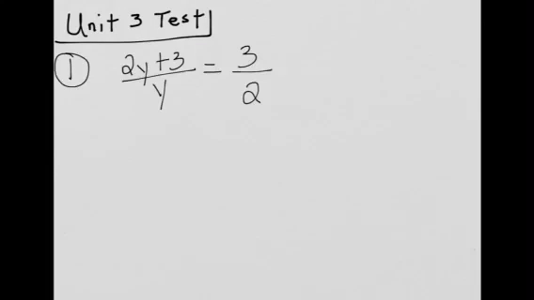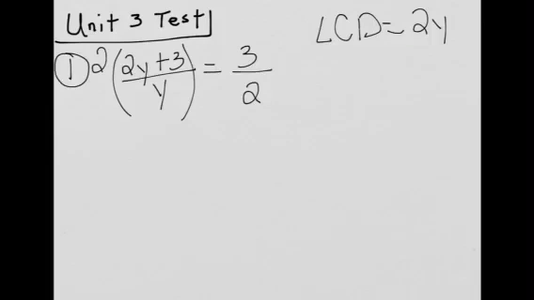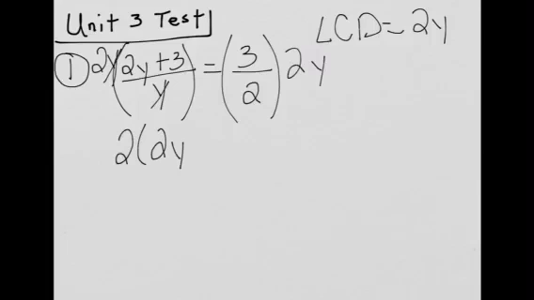Here we were asked to solve the equation. And so the first thing we need to do is find the LCD. So the LCD here would just be 2y. Now once we find the LCD, remember we want to multiply each term by the LCD. So 2y and 2y. Well, over here my 2y's cancel, and so I'm just left with 2 times 2y plus 3. And then on the right side, the 2's cancel, and so we're just left with 3 times y, which is just 3y.